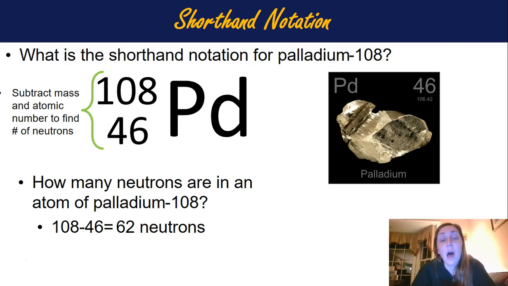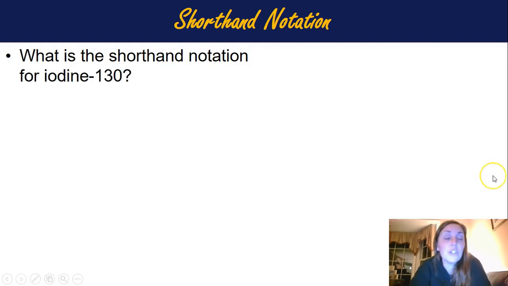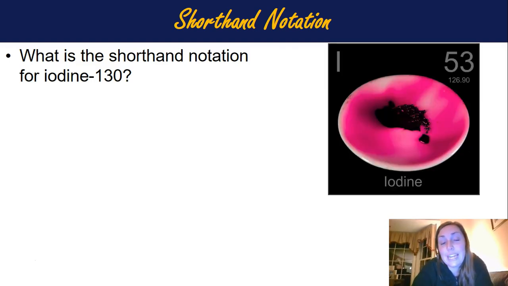So an atom of palladium 108 has 62 neutrons. What's the shorthand notation for iodine 130? So the first thing you want to do in these problems is find it on your periodic table. So iodine is a halogen. It's over on the right-hand side of your periodic table.